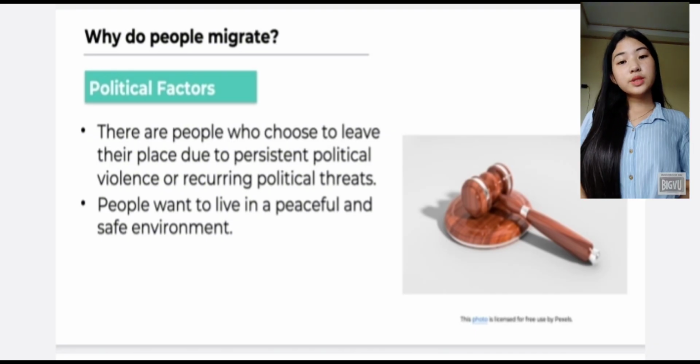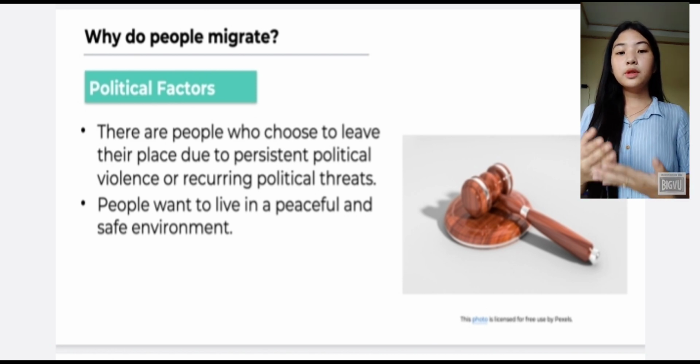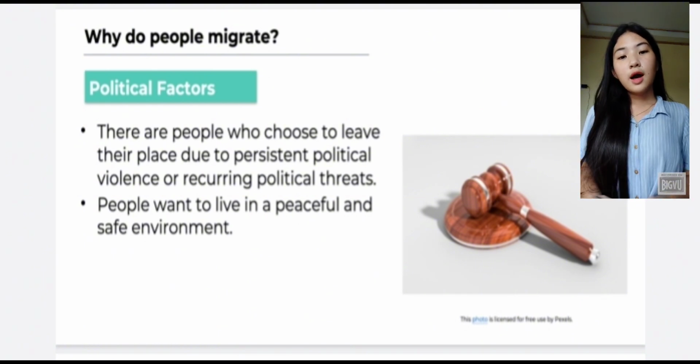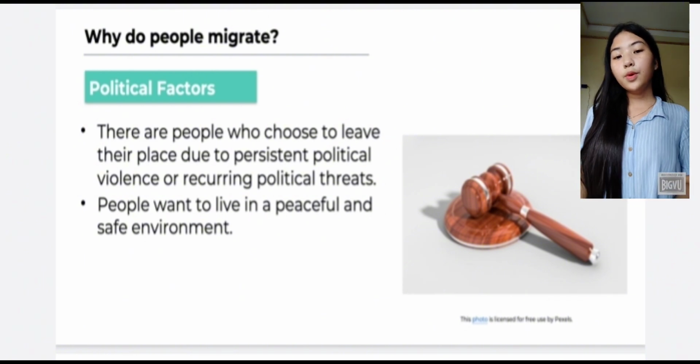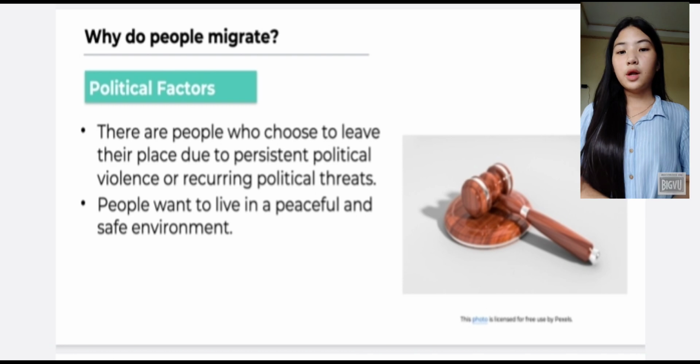Political factors, there are people who choose to leave their place due to persistent political violence or recurring political threats. So political factors means people seek to live in a place where they feel secure and free from political conflicts. From the word politics, it influences government policies. So people prefer to live in a place where they feel safe and the community is more peaceful.